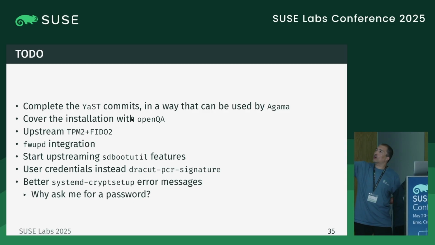And we want to work upstream on a new authentication method that combines the measurement of the system, so we guarantee that the system is in a healthy state, together with the FIDO2 key. So instead of entering a secret or a PIN, you are going to press a button on one key. Eventually, we want to fade out the three tools: sdbootutil, dracut-pcr-signature, and this encryption tool. We want them removed from our stack. For that, we need to upstream everything in different places.